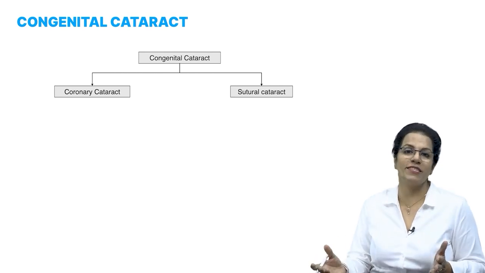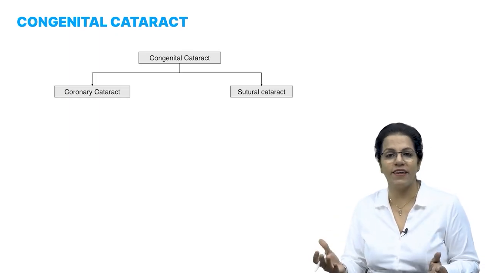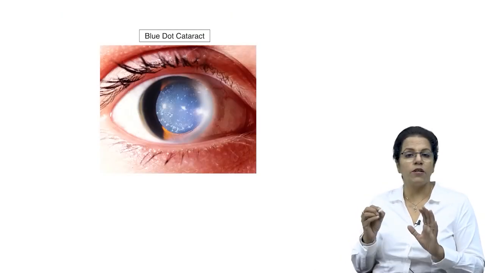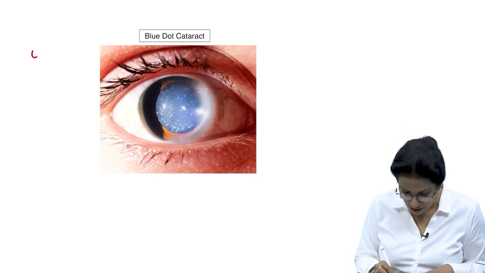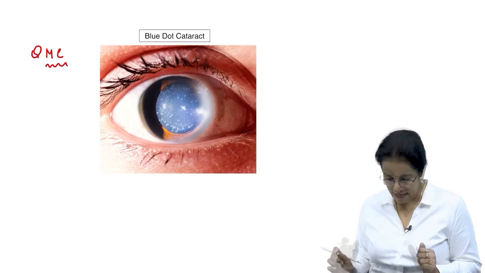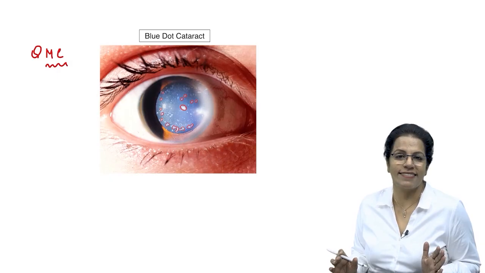We know what sutures are. So, any opacity along the sutures. I talked about straight Y and inverted Y. So, these are sutural cataracts. Let's have a look. So, blue dot cataract, as you can see here, is the most common congenital cataract. If they ask you overall which is the most common congenital cataract, it is blue dot. I think you can see these bluish opacities here, right?